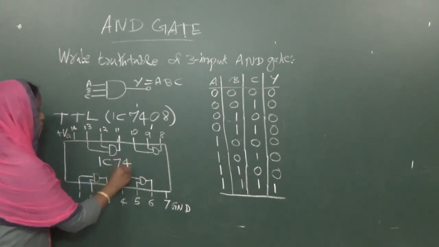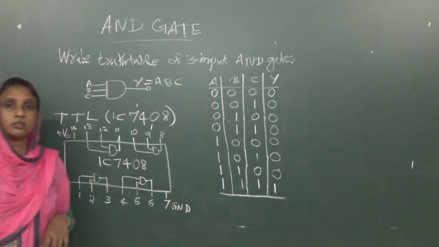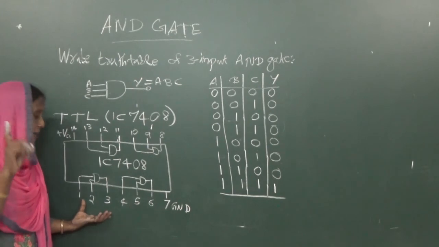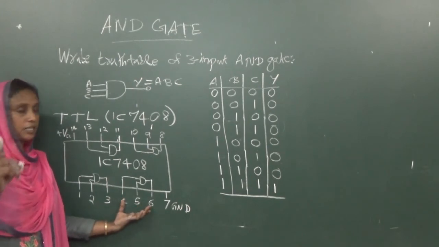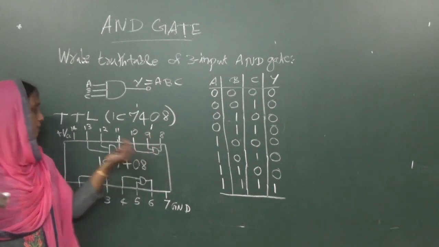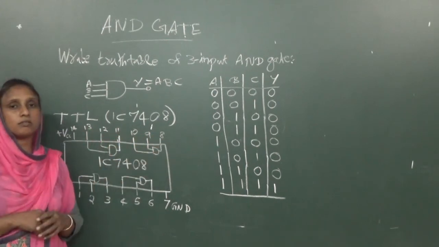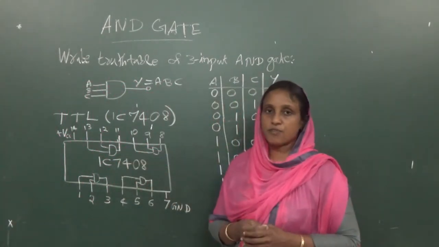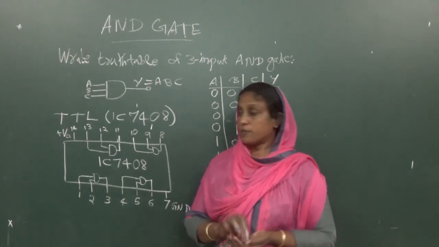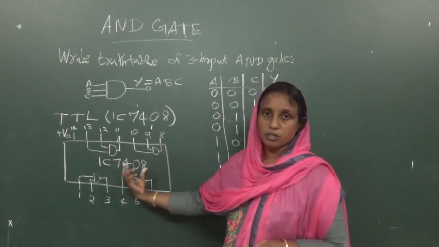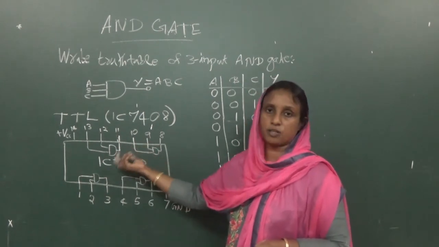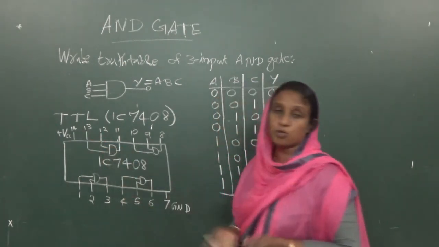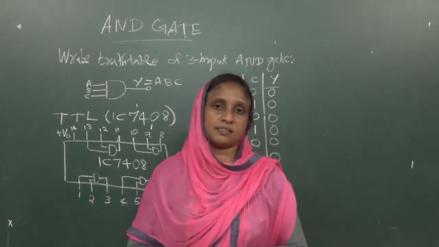IC 7408. Here 1, 2 and 3 together constitute one AND gate. 4, 5, 6 together another one. 10, 9, 8 together another one. 13, 12, 11 together the 4th gate. So there are 4 AND gates in this IC 7408. These 4 AND gates are independent, so we can use each one as per our needs. And the power supply, plus VCC and ground, are common for all the gates.